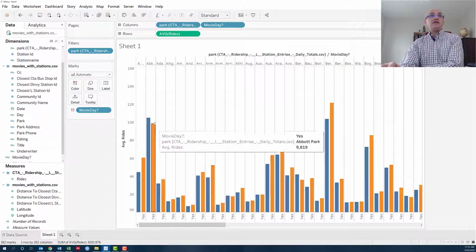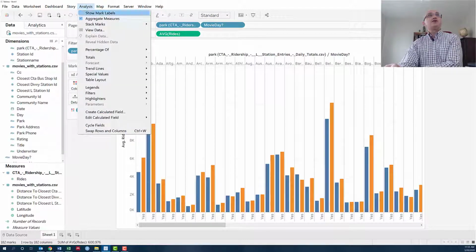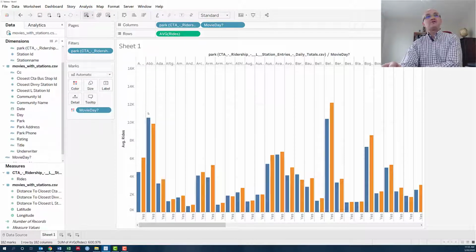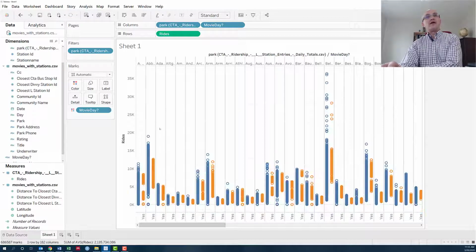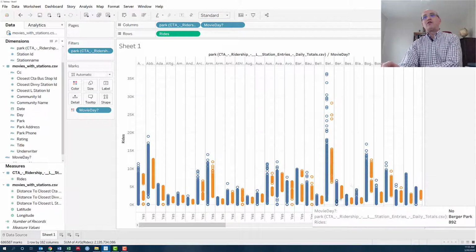The other thing is these bars just represent averages. But there's actually information behind those bars that could be helpful. And if you just go unaggregate the measures, go up to analysis, uncheck aggregate measures, give it a minute, you can then see the distribution of all the riderships in any given day.